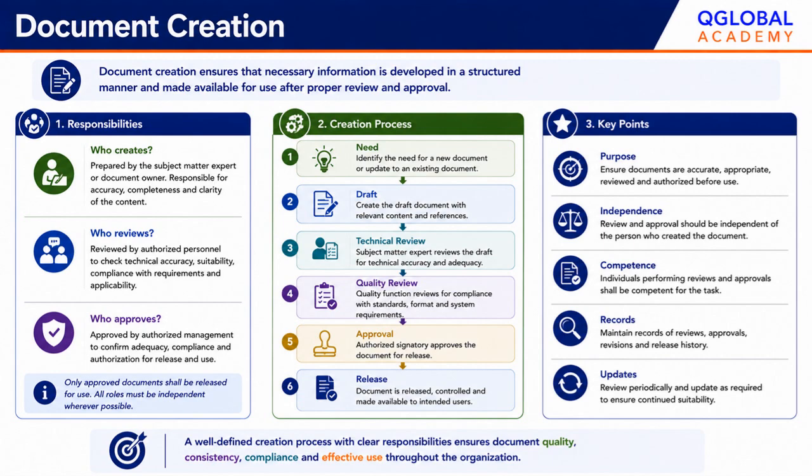Key points to consider include ensuring that documents are accurate, appropriate, and authorized before use. Reviews and approvals should be carried out by competent individuals, independent of the creator wherever possible. Records of reviews, approvals, revisions, and release history must be maintained. Additionally, documents should be periodically reviewed and updated to ensure continued suitability. A well-defined document creation process ensures consistency, quality, compliance, and effective use of documents across the organization.